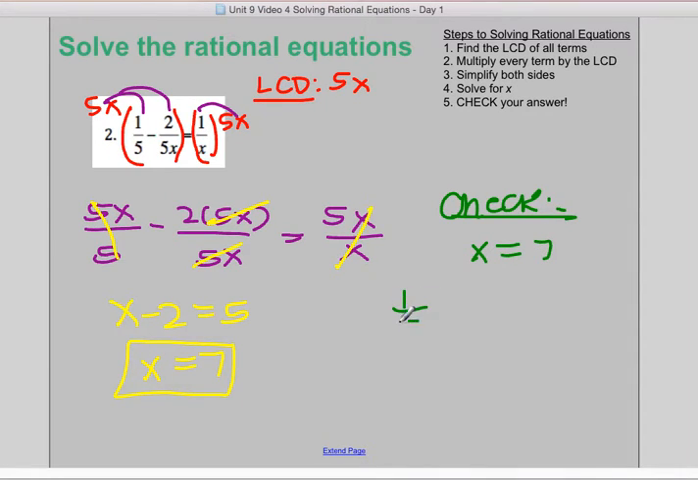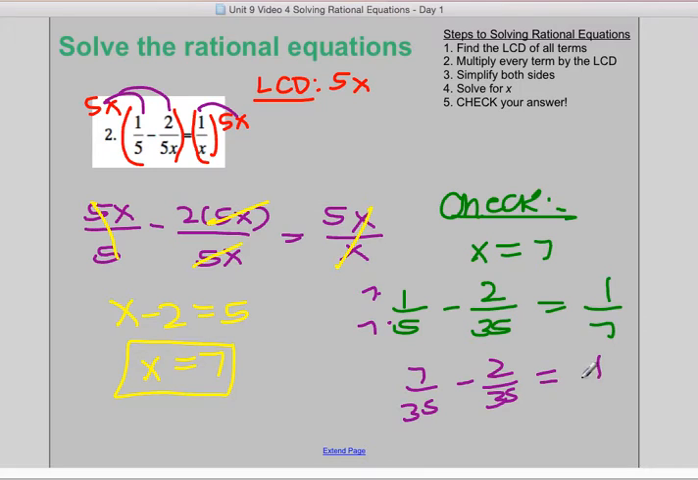So I'd have 1 over 5 minus 2 over 5 times 7 is 35. Does that equal 1 over 7? Okay, so if I want to check this, you can type it on your calculator to see if it's the same, or I could get a common denominator, 35, so times 7. So I have 7 over 35 minus 2 over 35. Does that equal 1/7? 7 minus 2 is 5 over 35. 5 over 35 simplifies to 1/7, so yes, this is my answer for sure.